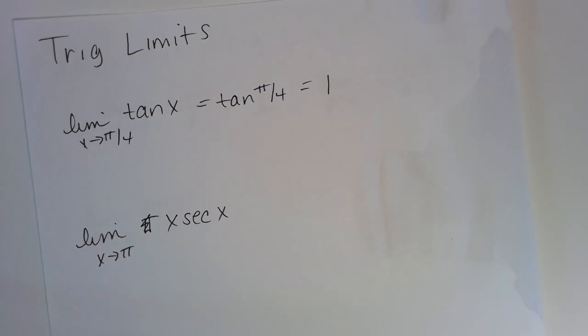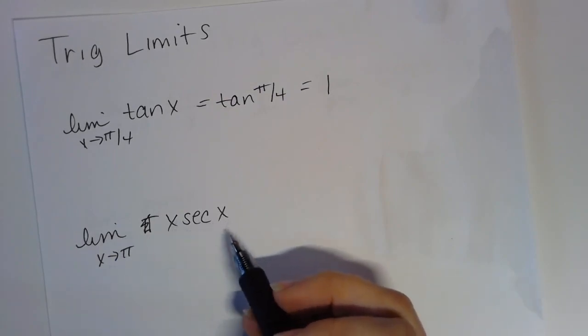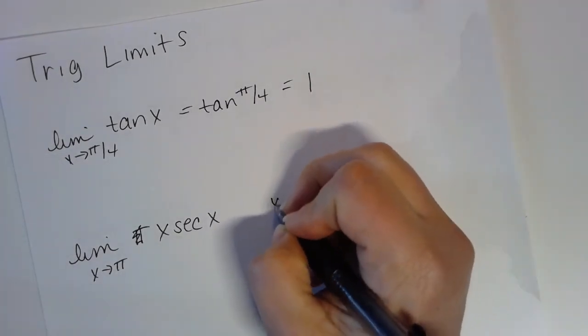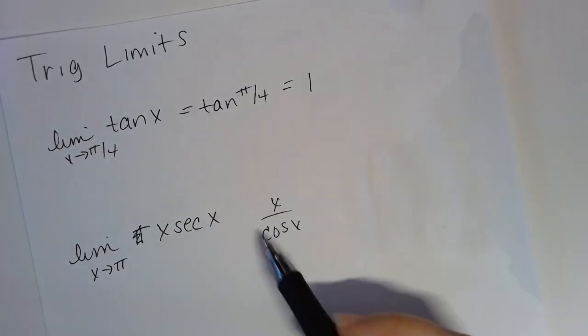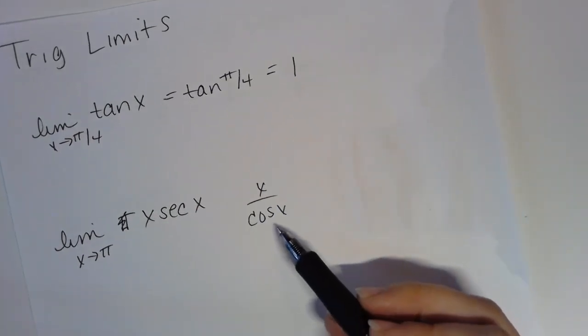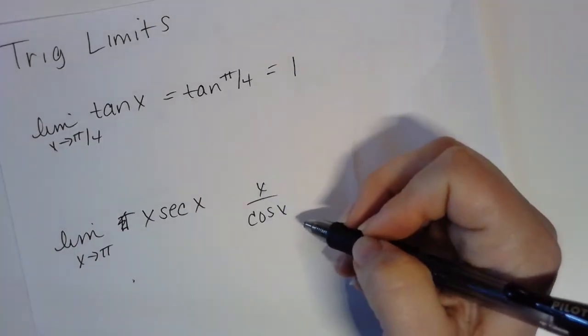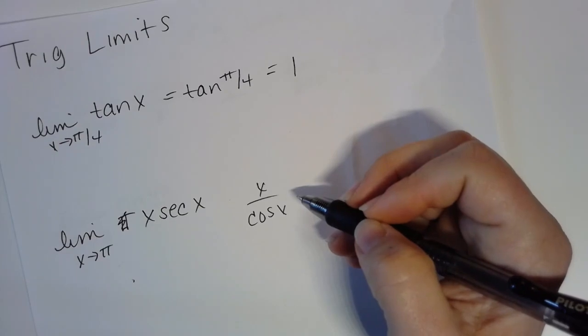So let's try another one. The limit as x approaches pi of x secant of x. Now I really don't like secant, so I'm going to think of this as x over cosine of x, right? Because secant is really 1 over cosine, so I want to think of it like this. And let's see, if I put in pi, I will get cosine of pi, and that's not 0, so it's perfectly legal for me to just plug in pi here.